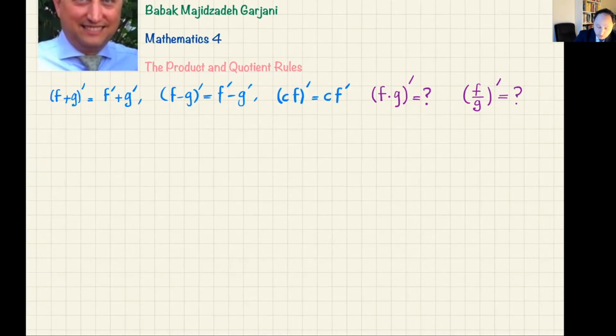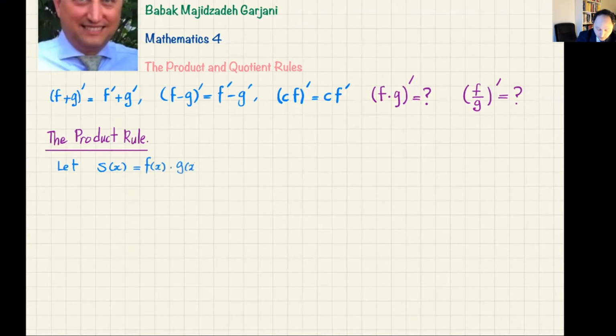Because this is also mentioned in the book, let me talk a little bit about the proof, the way that we derive this formula. The product rule first. Let S of x be equal to the product of two functions, f of x multiplied by g of x. We want to determine S prime of x.